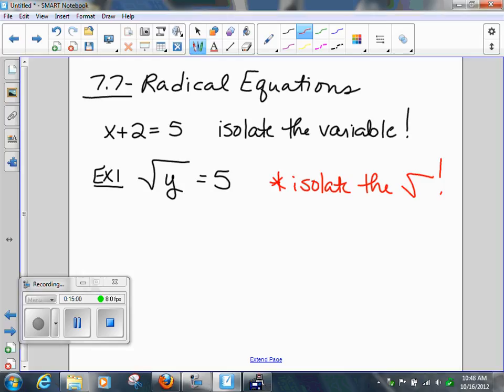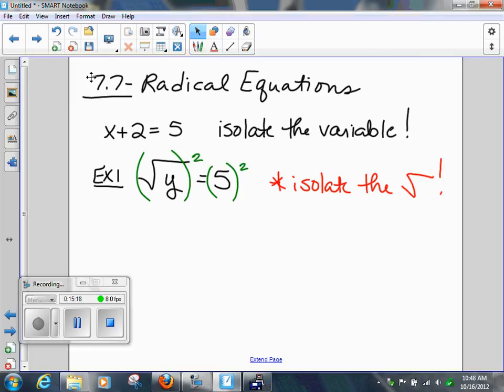How do you solve that? Square root of y equals 5. All right, how do you undo a square root? You square it. So what you do to one side, you finish that statement, you have to do to the other.